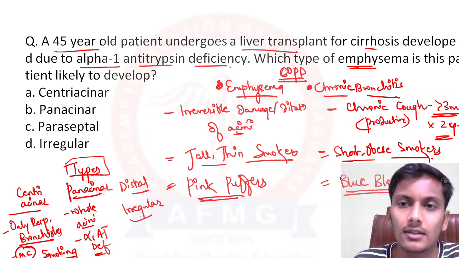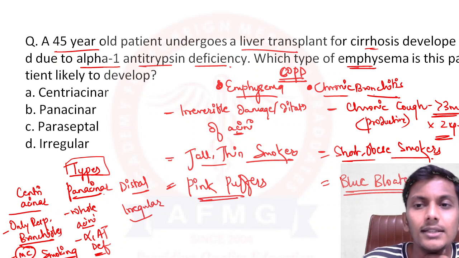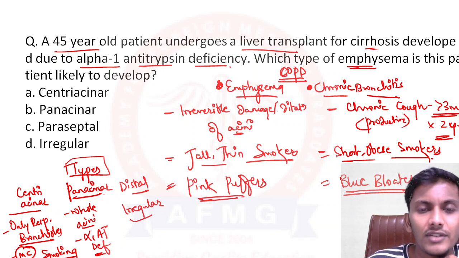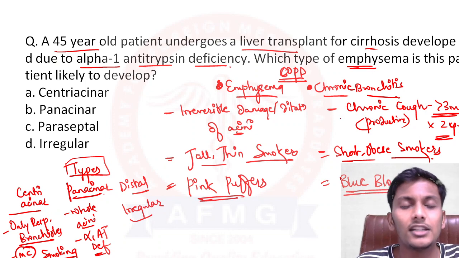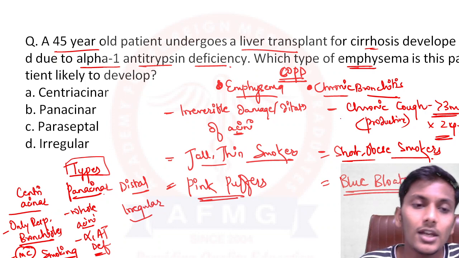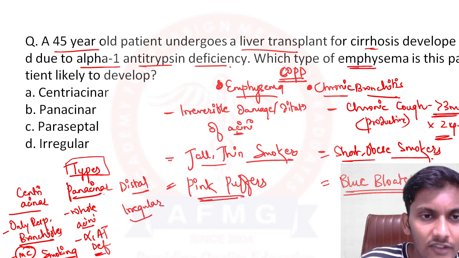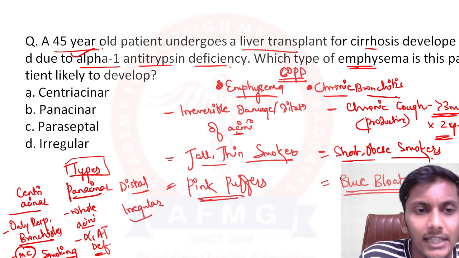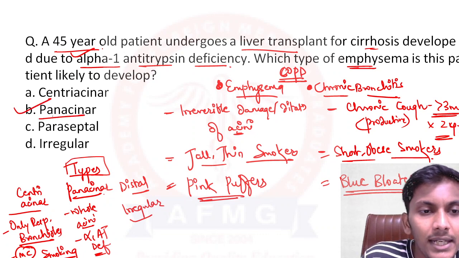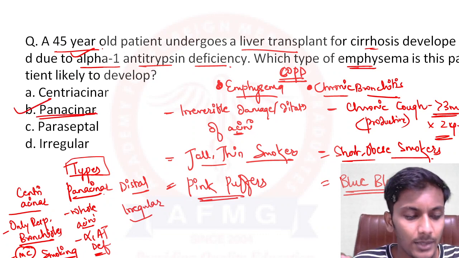And what does the question ask us? The question asks that the patient develops cirrhosis due to alpha-1 antitrypsin deficiency, and which type of emphysema would this patient likely develop? So please remember, as this patient is suffering from alpha-1 antitrypsin deficiency, the most common type of emphysema he would likely develop is option B, Panacinar emphysema.